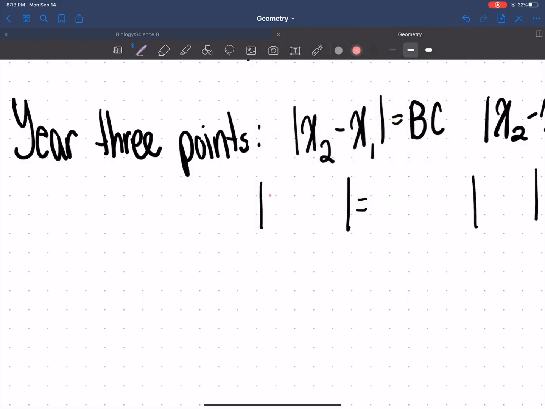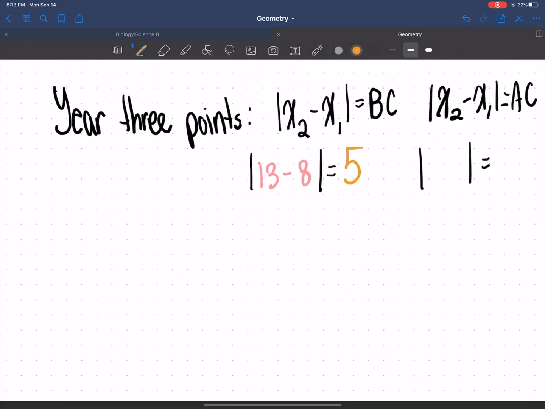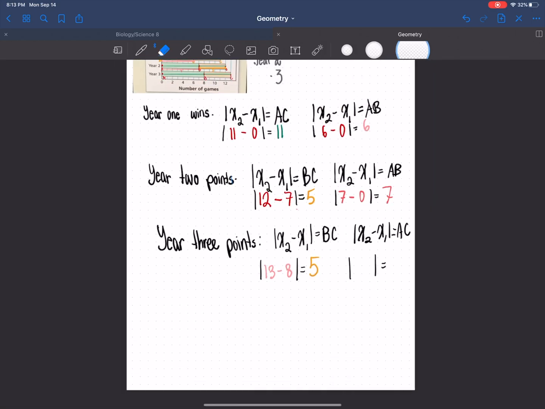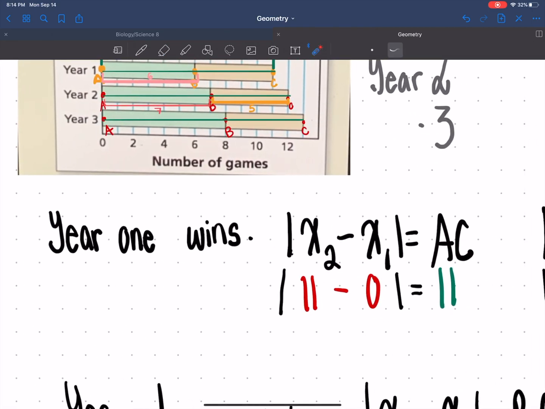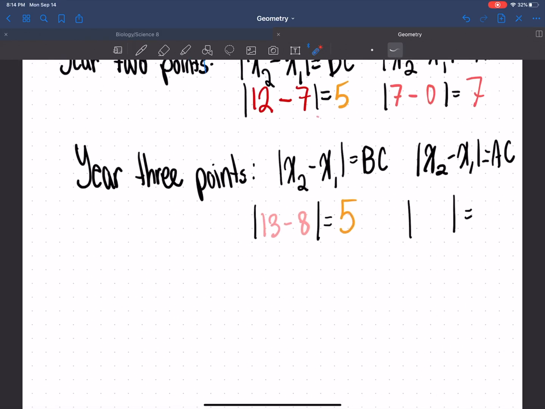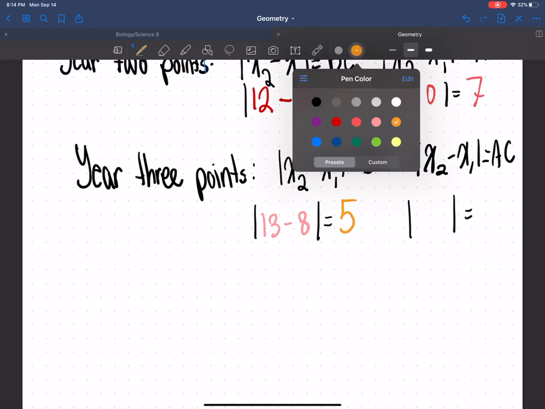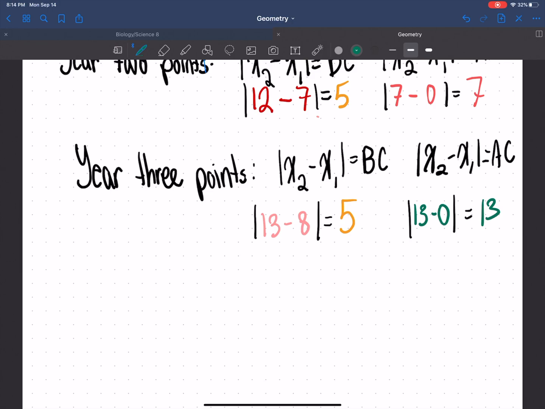So it will be 13 minus 8, and that will give us a 5. And then we're going to do the same thing for AC. We got C is 13, and then A is 0. So it'd be 13 minus 0, and that would be a lovely 13. So the total would be 13.